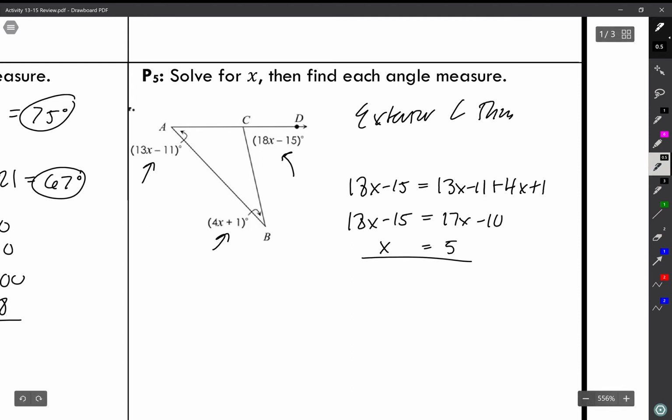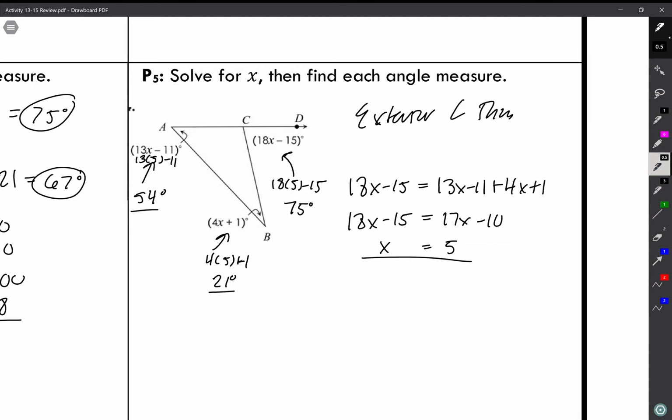Alright, now what I want to do is plug in to find my angle measures. Okay, 13 times 5 minus 11 is going to give me 54 degrees. 4 times 5 plus 1 is going to give me 21 degrees. And then 18 times 5 minus 15 will give me 75 degrees. And you can check to make sure this works, of course, by adding up 54 and 21, and what you will get is 75. That is our answer.